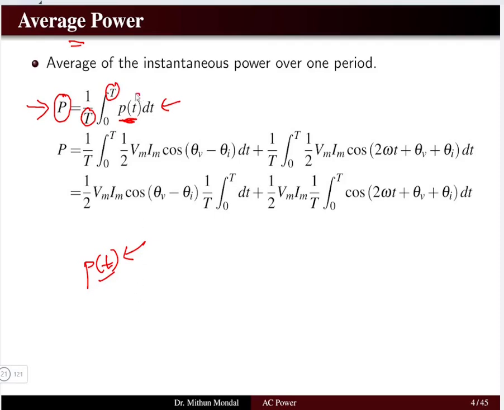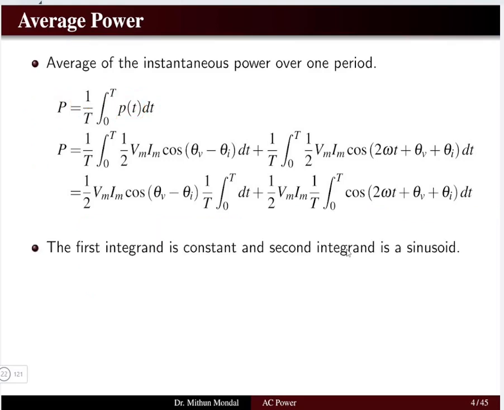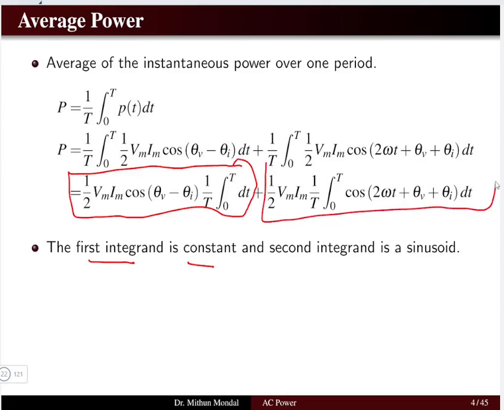Now I substitute the instantaneous power equation that we derived in the previous slide here, to get the average power equation. On integrating we will get some terms here, and we will see in more depth what these terms indicate. So on integrating the instantaneous power to get the average power, we get one mathematical equation. Now let us see what is happening. The first integrand is basically a constant. So if we see this first term, it is basically a constant, while the second integrand is basically a sinusoid. So there are two terms, one is a constant term and another is a sinusoid term.